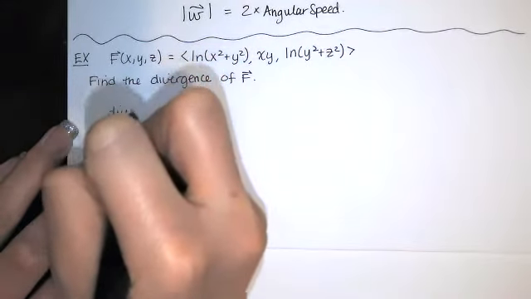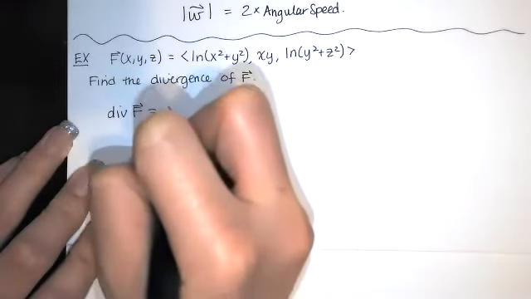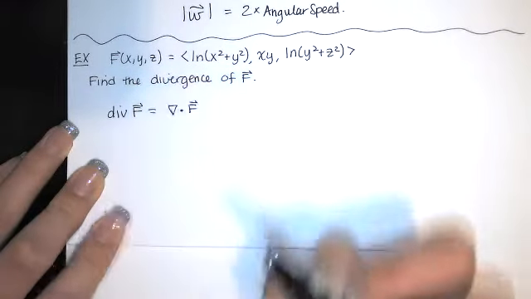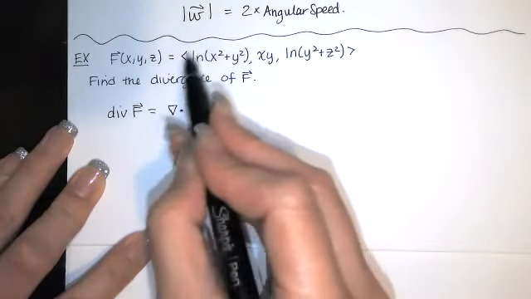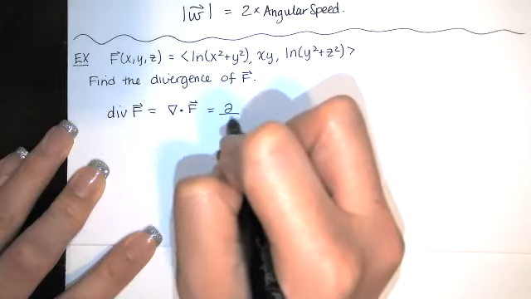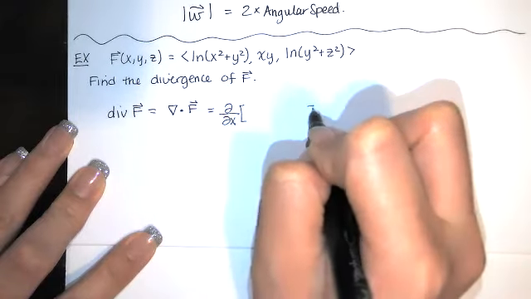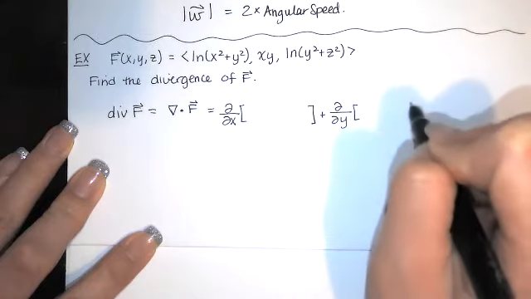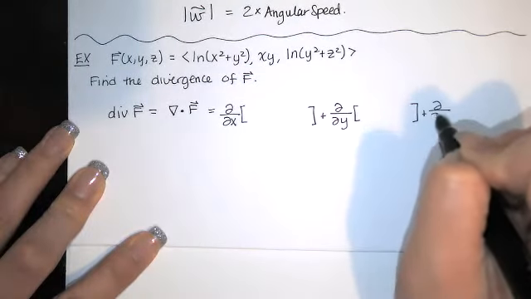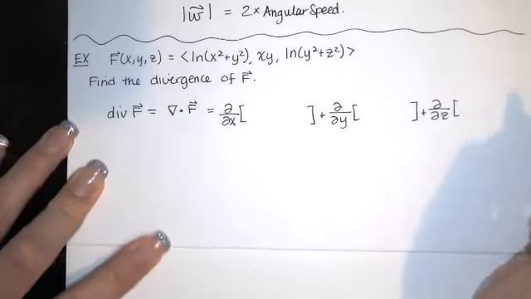So the divergence of F can be thought of this way. It's taking the del operator and dotting it with F. So basically, you're just going to take the x component of this and take its partial with respect to x. And take the y component of that and take its partial with respect to y. And the z component, you're going to take its partial with respect to z. And you're going to add all of those together.